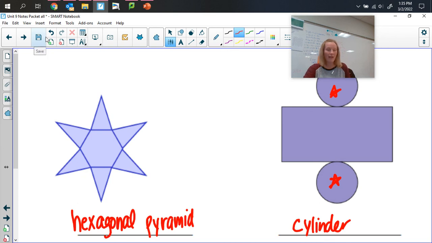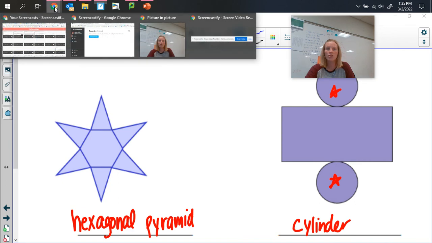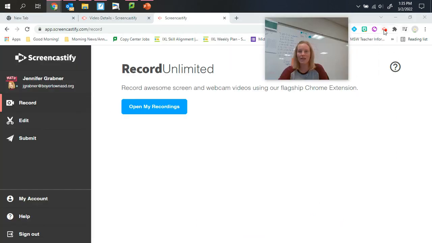So that is it for nets. Nets, remember, they are flat. They're 2-dimensional. They fold up to make 3-dimensional objects then. So you'll be able to name and identify them based on that.